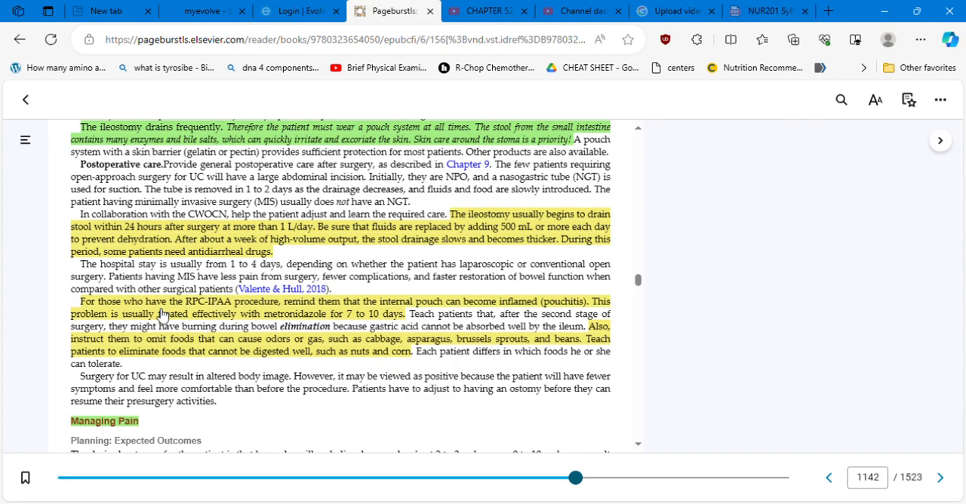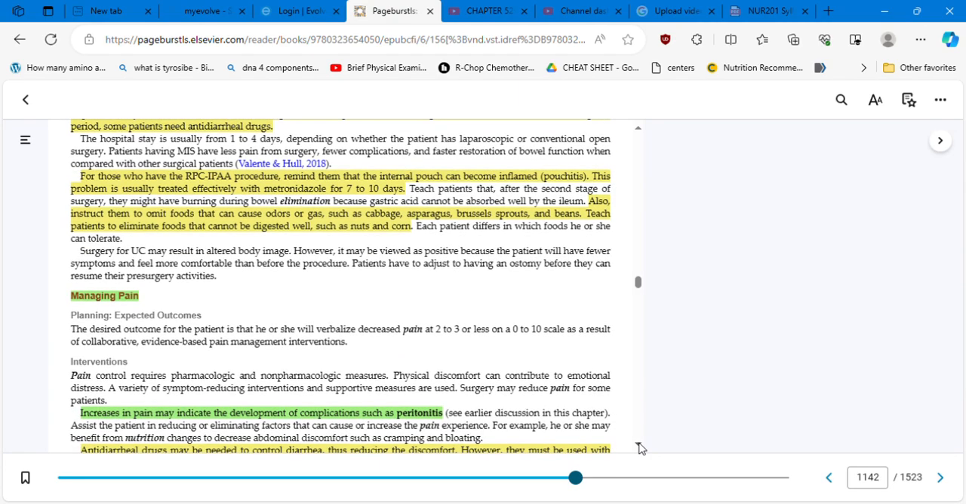For those who have the RPC-IPAA procedure, remind them that the internal pouch can become inflamed, called pouchitis. This problem is usually treated effectively with metronidazole for 7 to 10 days. Also instruct them to omit foods that can cause odors or gas, such as cabbage, asparagus, Brussels sprouts, and beans, as I told you before. Teach patients to eliminate foods that cannot be digested well, such as nuts and corn.